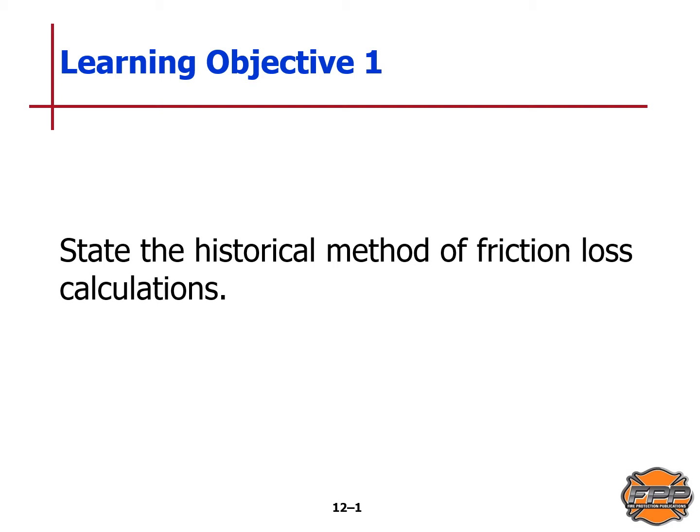Objective 2 demonstrates how to calculate friction loss using the modern friction loss formula. Objective 3 demonstrates how to determine elevation pressure between a fire pump and a nozzle. And 4 demonstrates how various types of hose layouts affect total pressure loss. Objective 5 states the different methods for determining fireground hydraulic calculations.